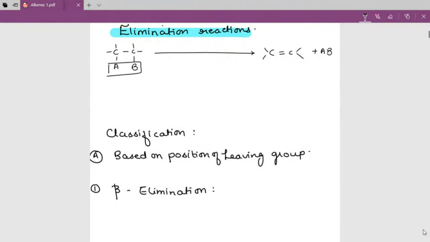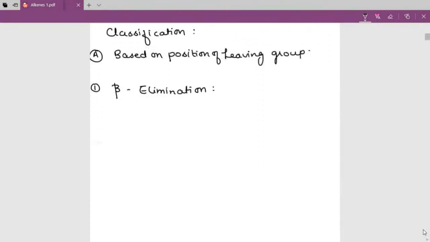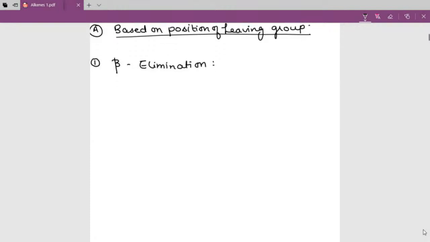Now, elimination reactions, based on the relative positions of the groups that we are going to eliminate, have been classified into different categories. Let me help you go through some classifications. First, classification based on the relative position of the leaving groups. Whatever we are eliminating, what is their relative position? I am using the word relative because I cannot use the term IUPAC here. IUPAC may be different. IUPAC is based on the lowest locant rule.